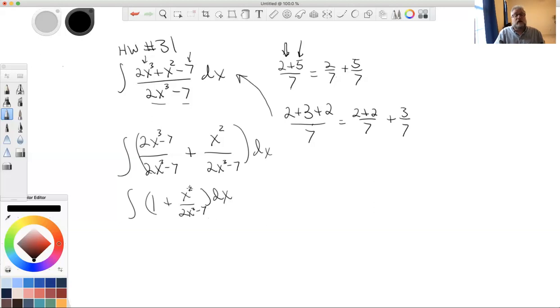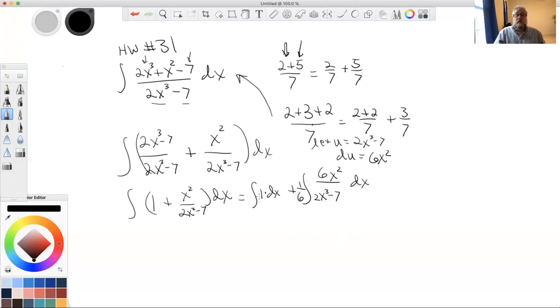So now I see I have an x squared over an x cubed. This looks more like a 1 over u du kind of thing. But let's split this up into two integrals. X squared over 2x cubed minus 7. So here I'm going to let u equals 2x cubed minus 7. So then du would be 2 times 3 is 6x squared. Do we have a 6? No, we don't. But I can add a 6 as long as I take one away.